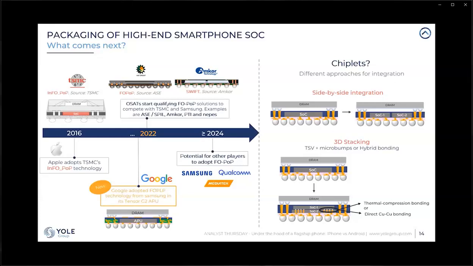We know that some OSATs like ASE, like Amkor, also PTI and JSCC, already qualified something related to fan-out for APU, so fan-out POP solutions, but they didn't have the answer from the OEM to actually start high-volume production. And what will come to the packaging of APUs in the future? So we believe that fan-out will be more adopted by other companies like Samsung or Qualcomm in the future. We'll have new suppliers, as I mentioned.